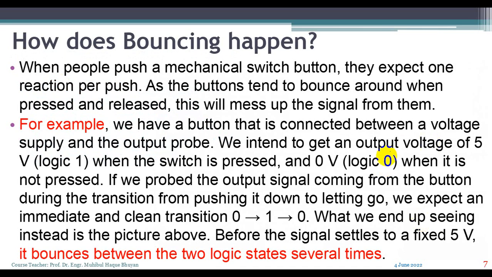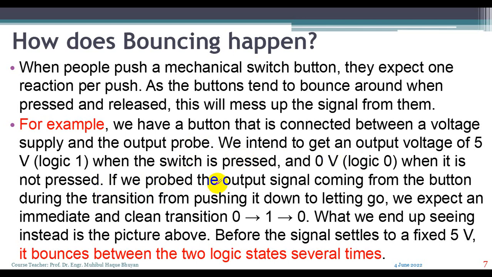When people push a mechanical switch button, they expect one reaction per push. As the buttons tend to bounce around when pressed and released, this will mess up the signal from them. For example, we have a button that is connected between a voltage supply and the output probe. We intend to get an output voltage of 5 volt, that is logic 1, when the switch is pressed, and 0 volt, logic 0, when it is not pressed.